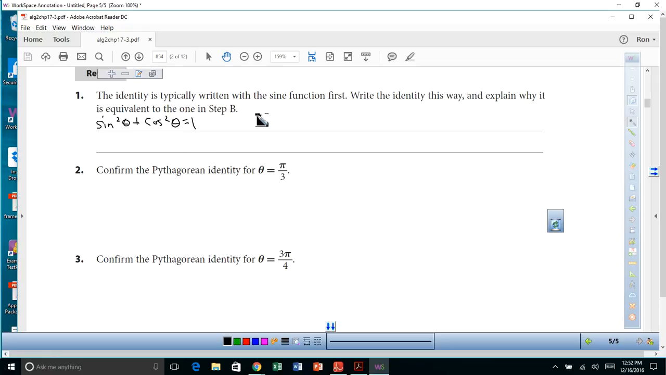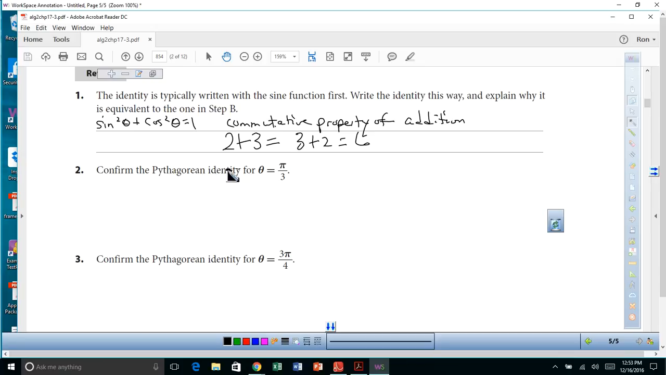And it's the same as the other one in step B because of the commutative property of addition. All right. And basically that says 2 plus 3 equals 3 plus 2, which is 5, right? And we can agree with that.